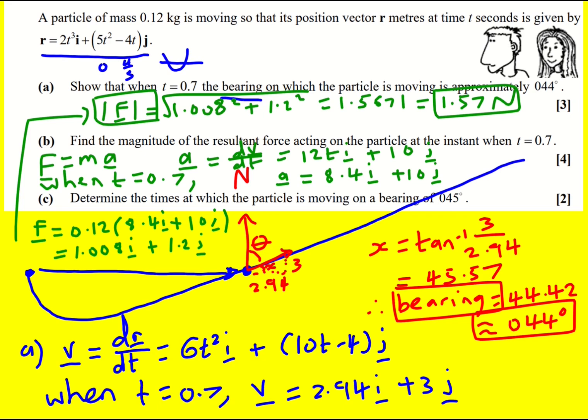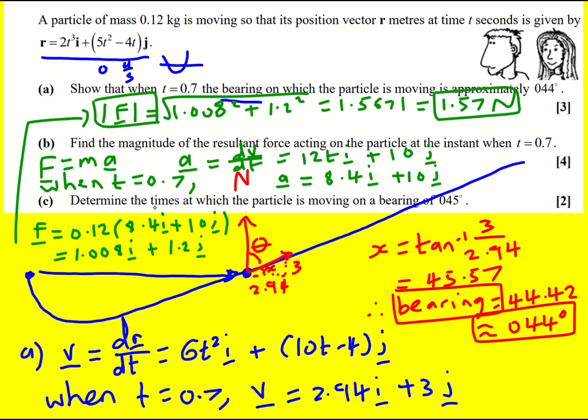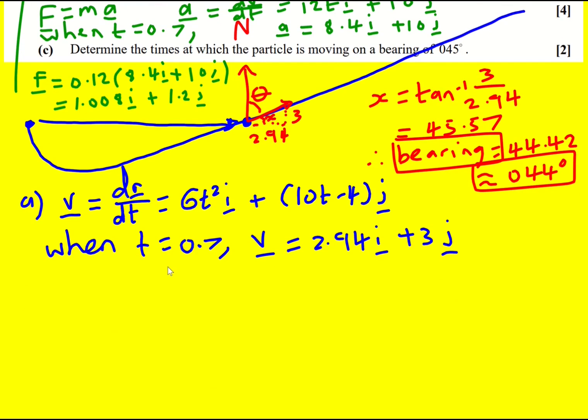But either way, the bearing is going to be 44 degrees. Then for the acceleration, we use F equals ma. Work out a by differentiating again. Work out F by multiplying by 0.12, and then we find the magnitude. Finally, we're asked to determine the times at which the particle is moving on a bearing of 45 degrees.